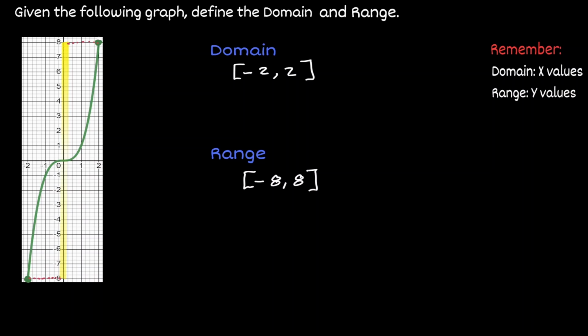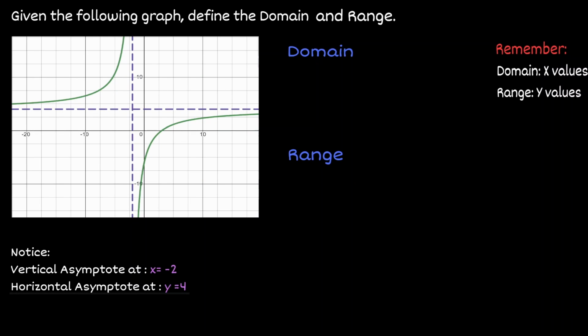Let's take a look at our last example. Given the graph on the left, let's take a look at the domain of the function. Let's take a look at all the possible x values. So this graph is a little bit different than the ones that we have seen, because we do have two types of asymptotes. We have a vertical asymptote at the value of x equals -2, which is displayed as this vertical dotted line in our graph. And we also have a horizontal asymptote at y equals 4, which is displayed as this horizontal dotted line in our graph.